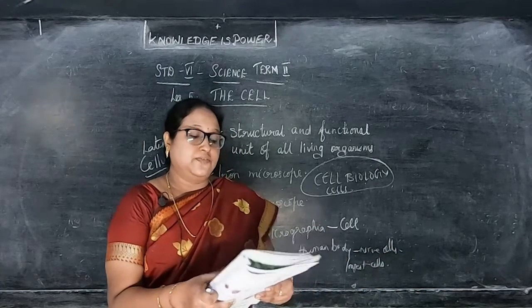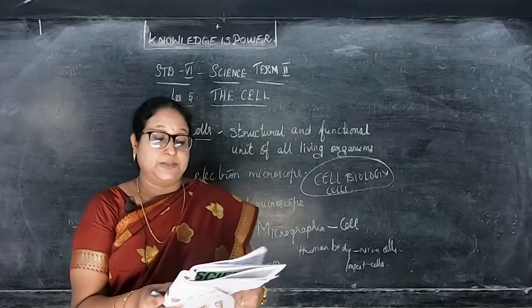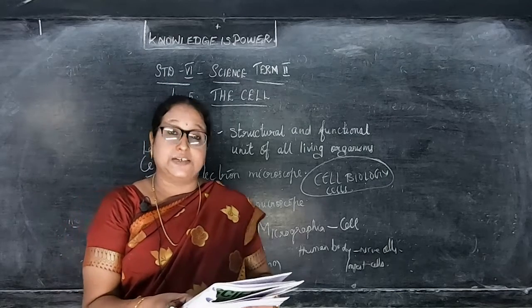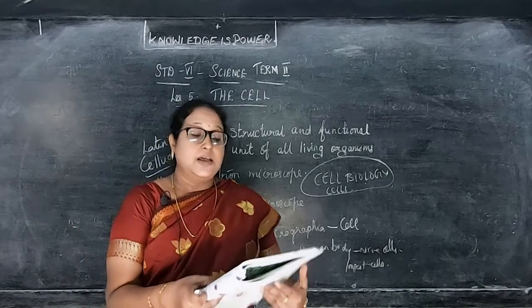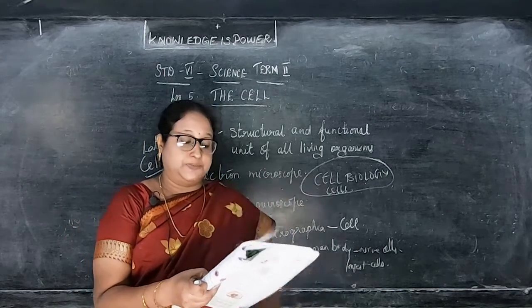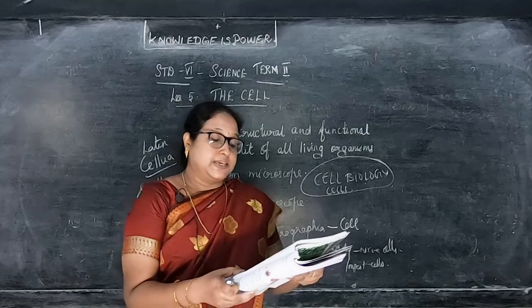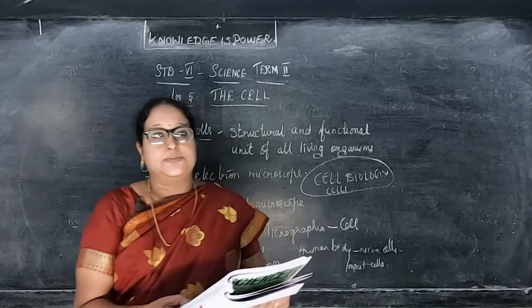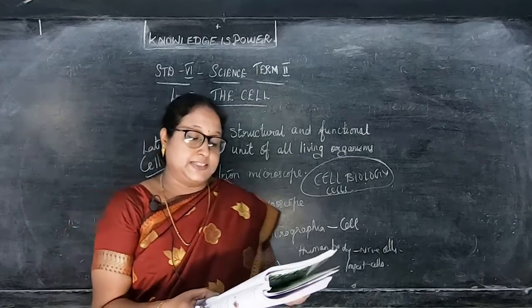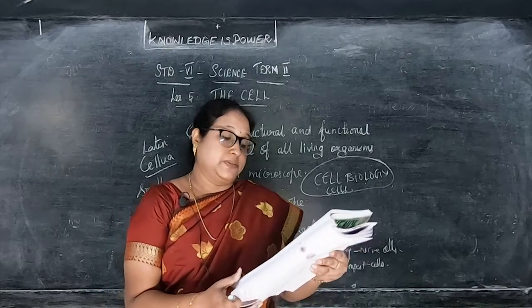Then shapes. Cells have different shapes. For example, some shapes are given in the pictures below, like nerve cells, red blood cells and muscle cells. So these are the different shapes. Now, the number of cells present in different organisms may vary.